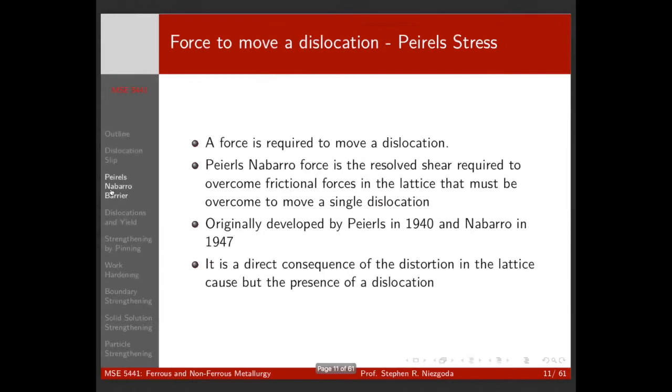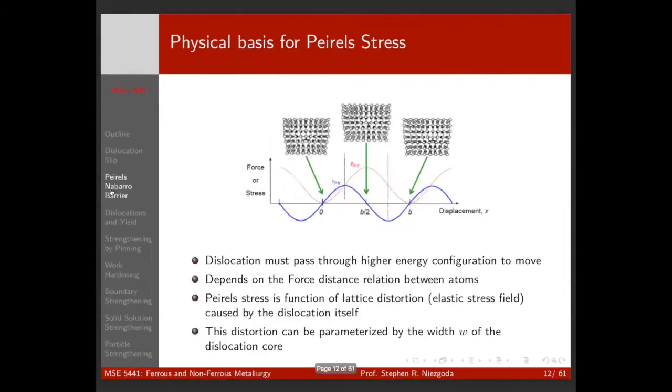And then we made the observation that strengthening is all about putting obstacles in front of dislocations. And if we want to talk about that seriously, we need to first talk about what's the force required to move an individual dislocation, right? And we introduced the notion of a Peierls stress, which is the intrinsic lattice friction for moving a dislocation.